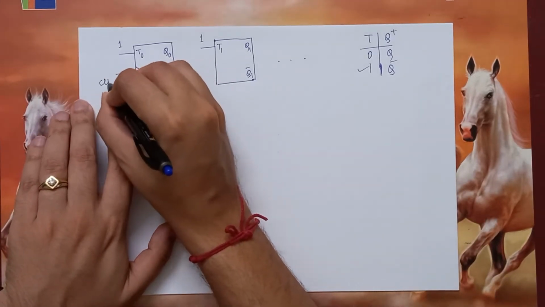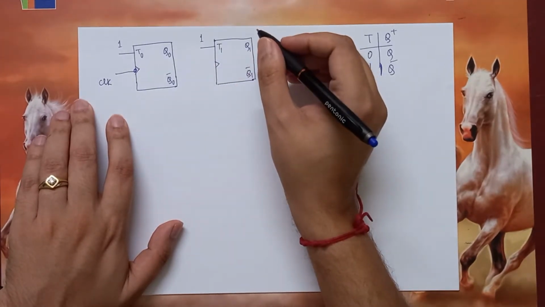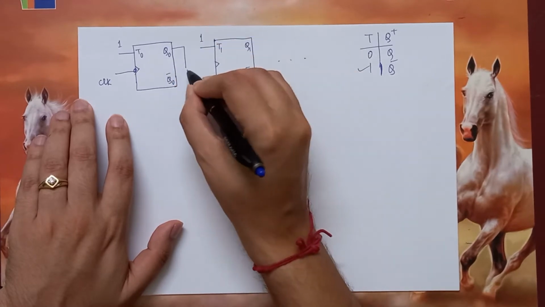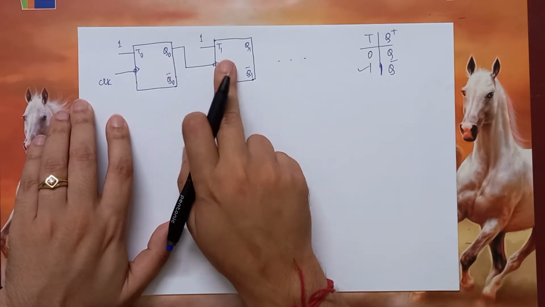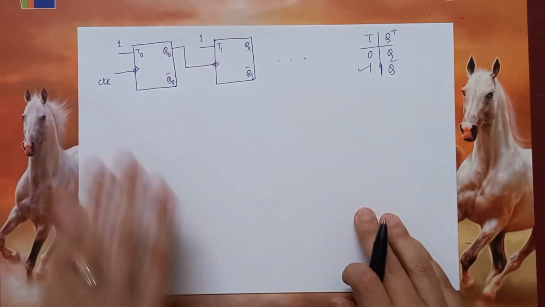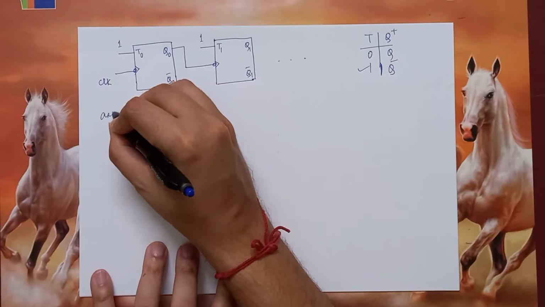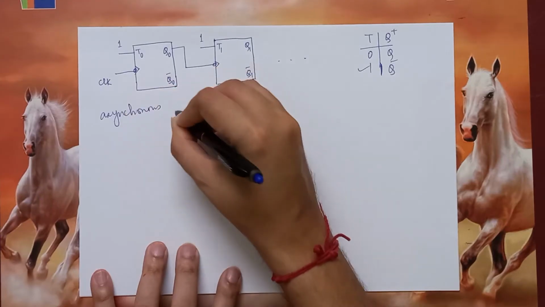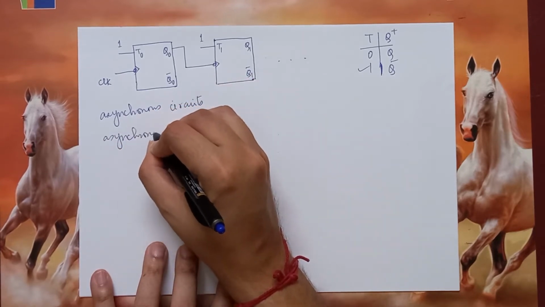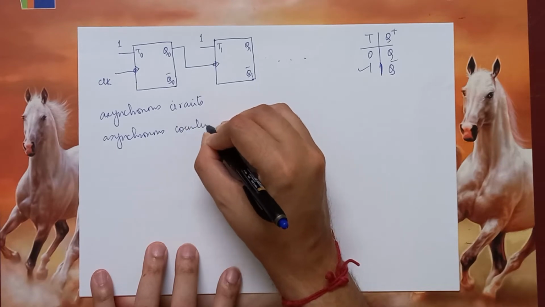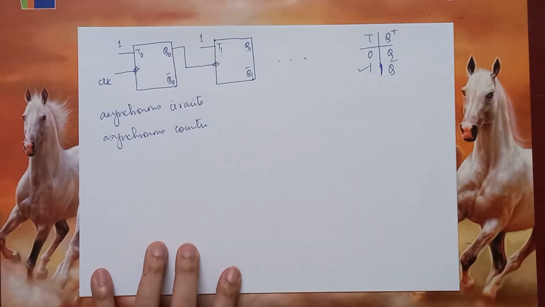So the main clock comes over here. We had assumed negative edge triggered flip-flops, and we see that the clock for the second flip-flop is nothing but the state output from the first flip-flop. Therefore, such circuits are called asynchronous circuits, or asynchronous counters. Why? Because the clock for different flip-flops is different.